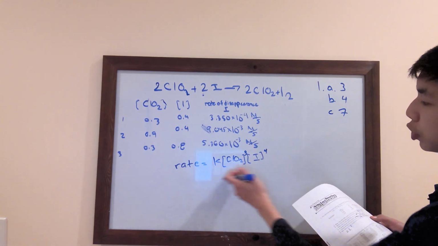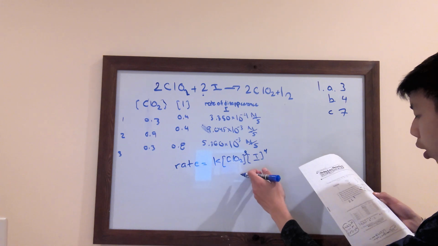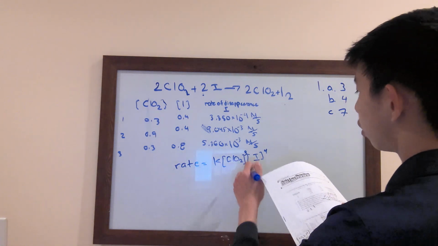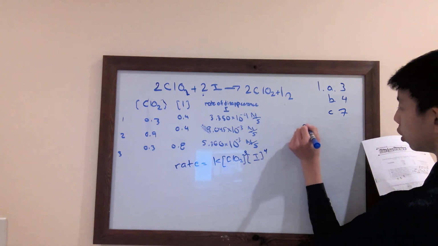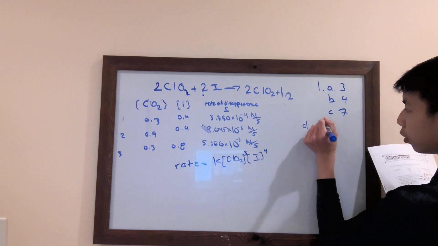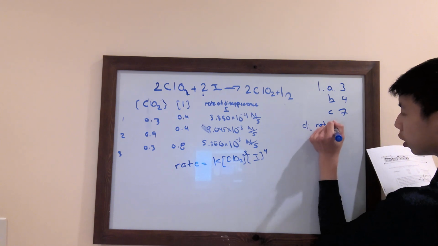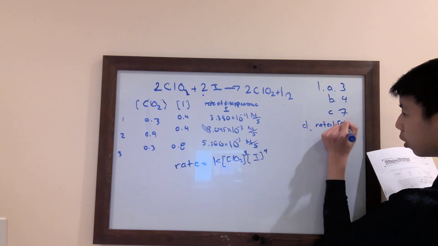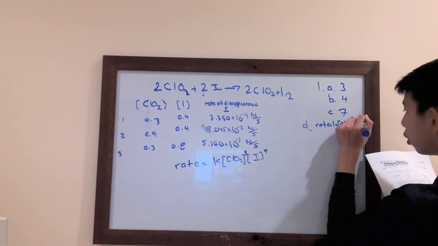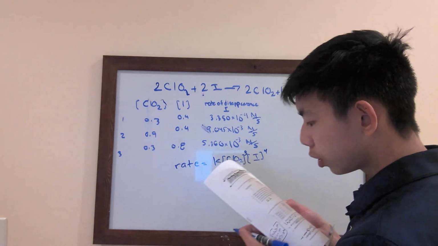And so we have this equation, right? This is going to be the rate law. This is just the rate law. D, rate equals k [ClO2]^3 [I]^4.